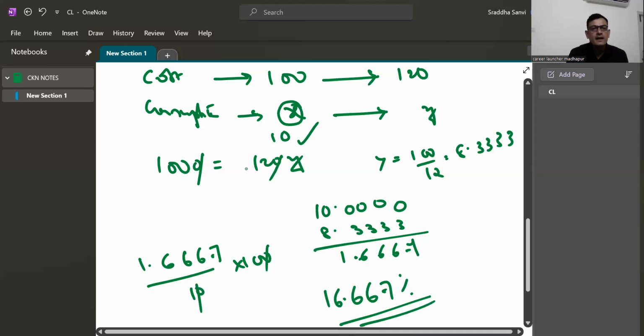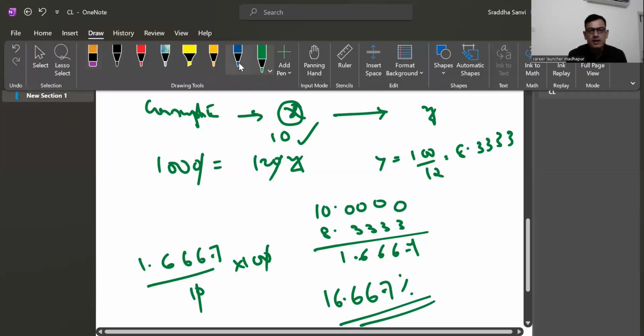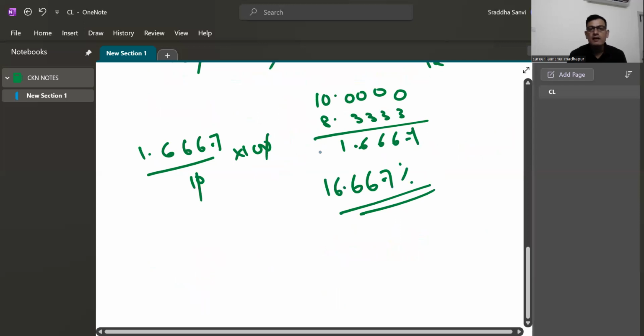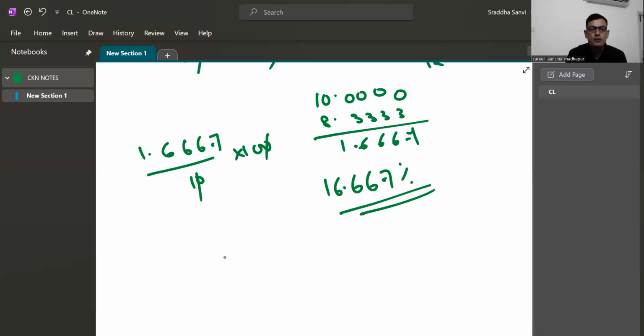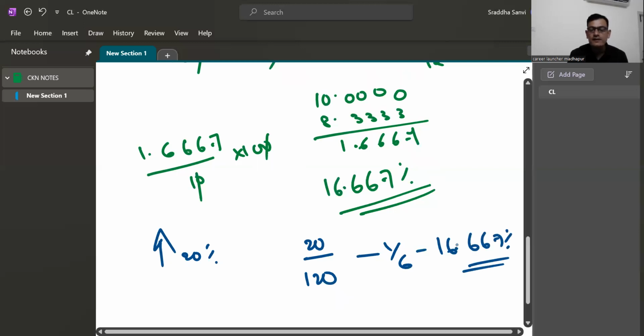Now the family has to purchase sugar in such a way that the reduction in consumption is 16.667%. We learned the concept of how to restore a percentage, right? You don't have to work hard, look at it the other way. Because the cost increased by 20%, the consumption has to decrease by 20 by 120, which is 1 by 6, 16.667% is the answer.